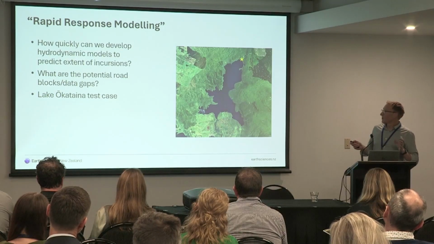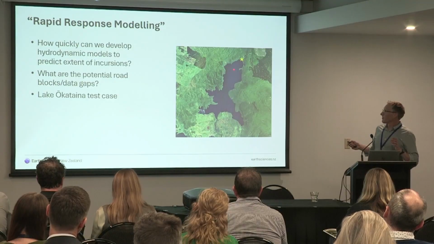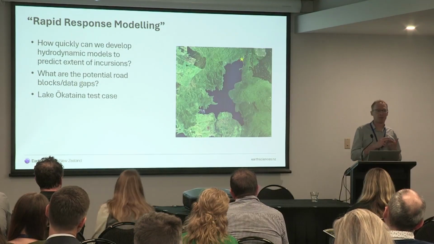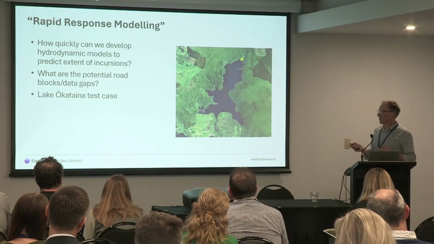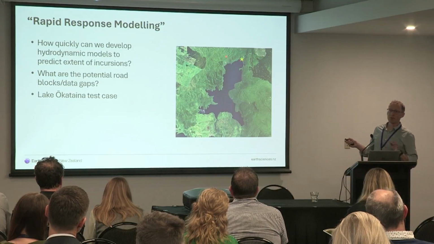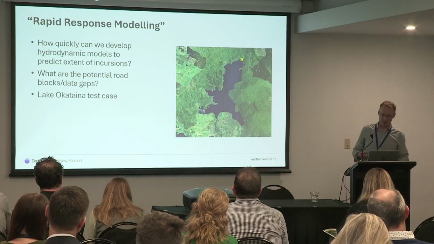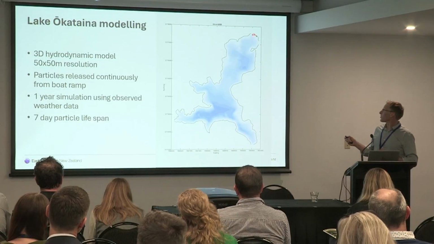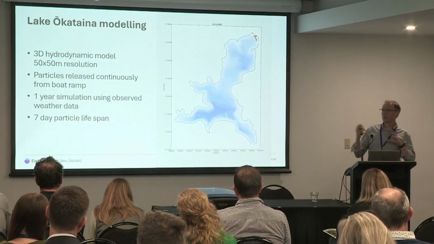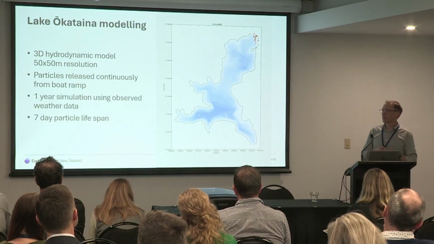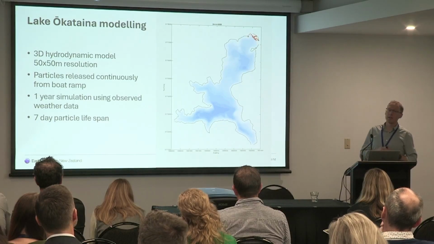What I'll show you shortly is simulations where we've released particles that could resemble any invasive organism that's transported passively by currents from the boat ramp. I was thinking the boat ramp is probably the most likely place where something might come into the lake. So particles, dots, are released from the boat ramp. This is a 3-dimensional numerical model. The model has a resolution of 50 metres. Those fragments are released every hour for a year.